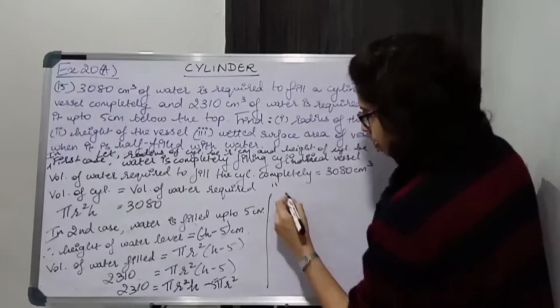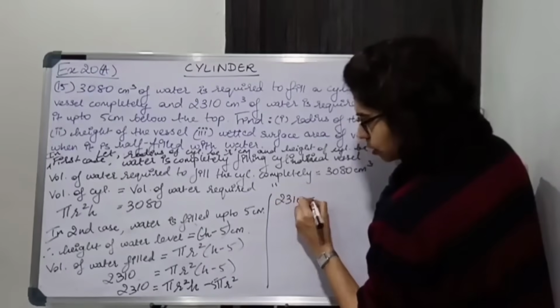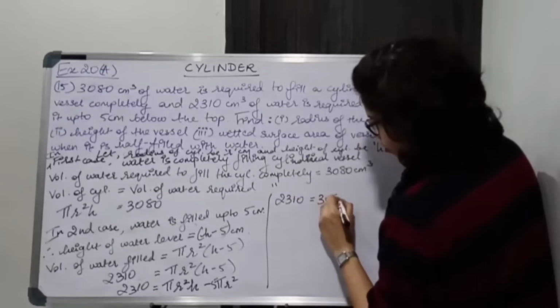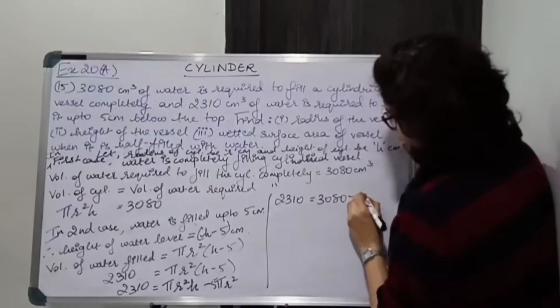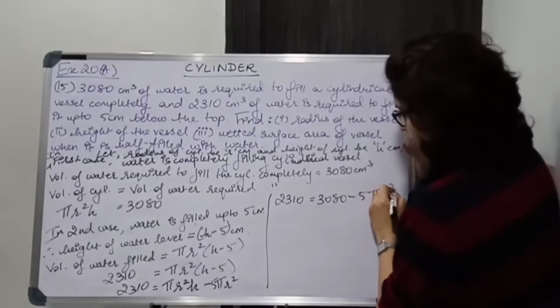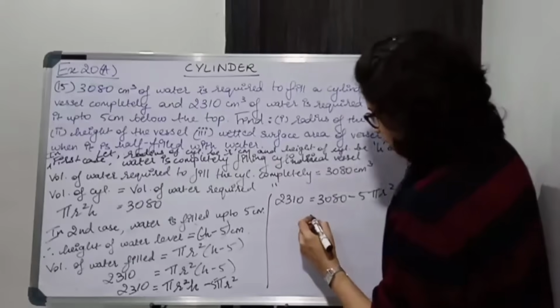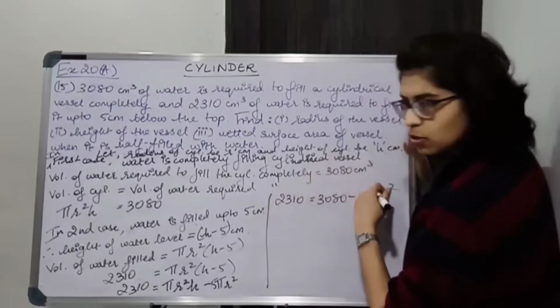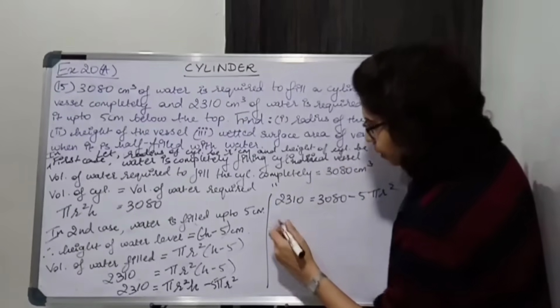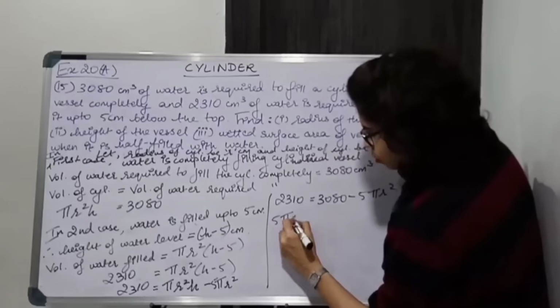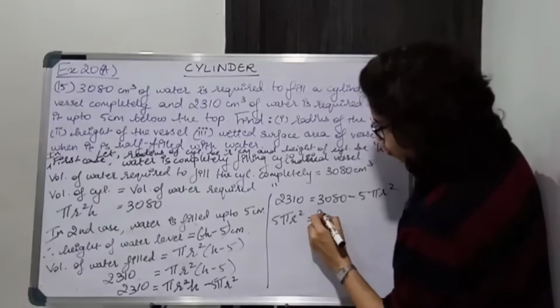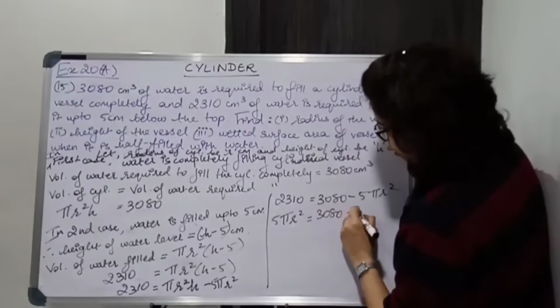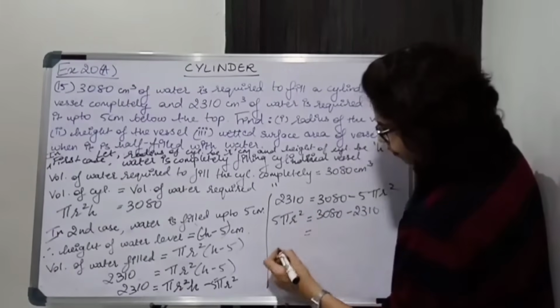So 2310 is equal to 3080 minus 5 pi r square. All right. Now I'll shift this over here and this over here. ठीक है. ये negative sign है, so to make it positive I'll shift it over here. So 5 pi r square is equal to 3080 minus 2310.